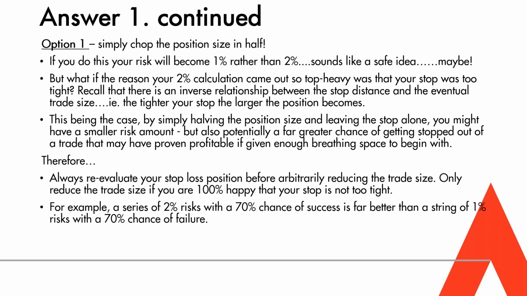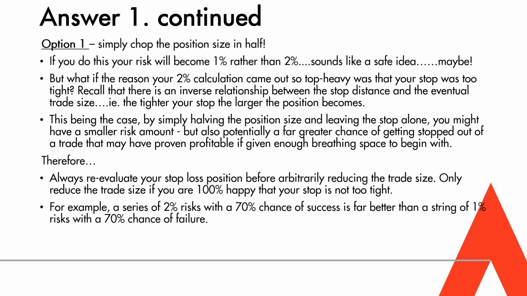Recall that there is an inverse relationship between the stop distance and the eventual trade size, i.e. the tighter your stop is, the smaller the trade risk becomes, the larger the position size. This being the case, by simply halving the position size and leaving the stop alone, you might have a smaller risk amount, but also potentially a far greater chance of getting stopped out of the trade that may have proven to be profitable if given enough breathing space to begin with. So in other words, is our stop too tight?